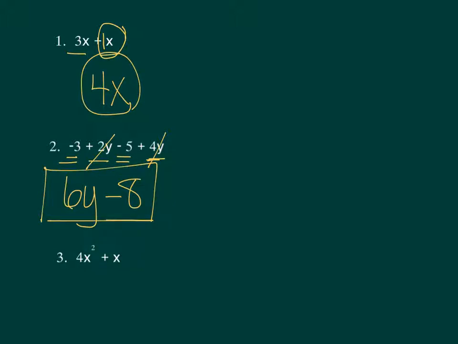Next one, number 3, I have 4x squared plus x. Remember, this is a 1x. Now these are not like terms because this x has an exponent of 1, and the other has an exponent of 2. They have to be exactly the same. It's like when you order a double cheeseburger and you get a cheeseburger. They're not the same. One has 2 pieces of meat, one has 1. So you can only combine variables if they have the exact same exponent. So this one we couldn't actually do anything with, and the answer is the question.